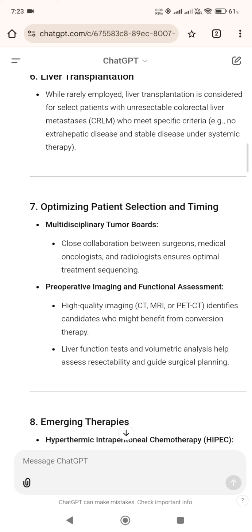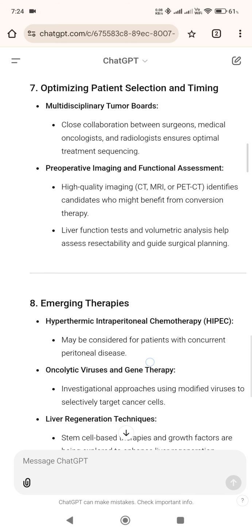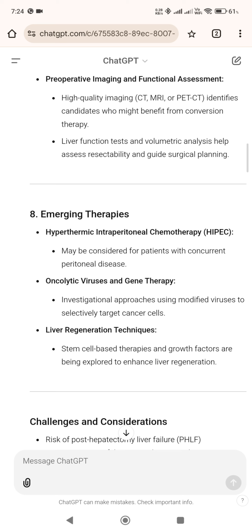7. Optimizing patient selection and timing. Multidisciplinary tumor boards, close collaboration between surgeons, medical oncologists, and radiologists, ensure optimal treatment sequencing. Preoperative imaging and functional assessment: high-quality imaging, CT, MRI, or PET-CT, identifies candidates who might benefit from conversion therapy. Liver function tests and volumetric analysis help assess resectability and guide surgical planning.